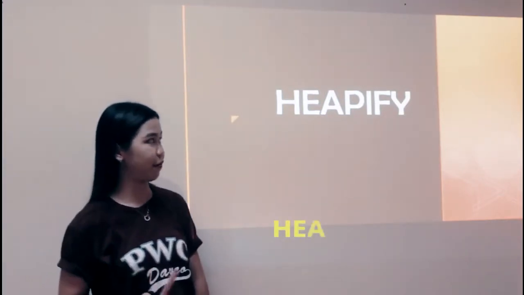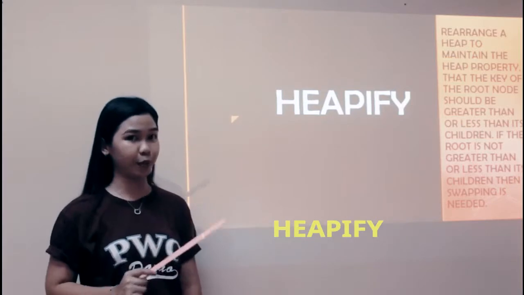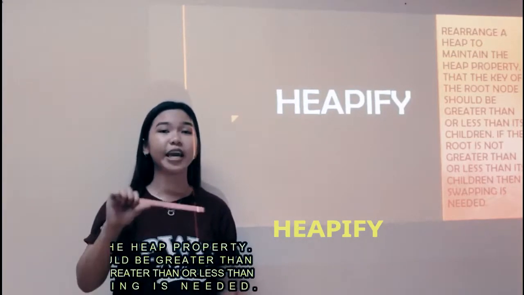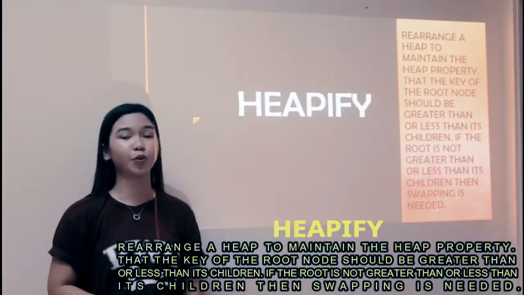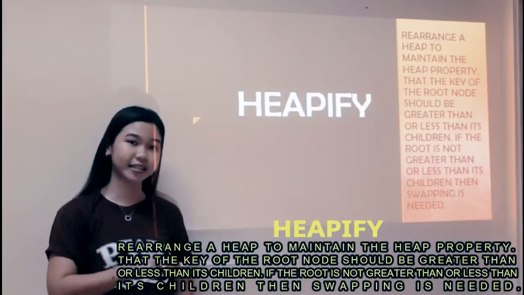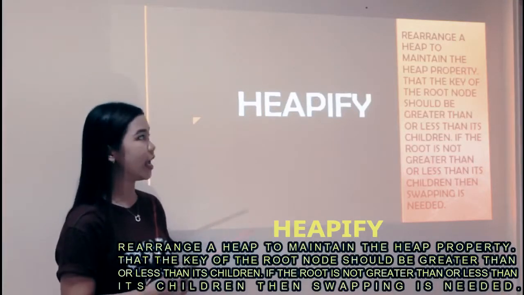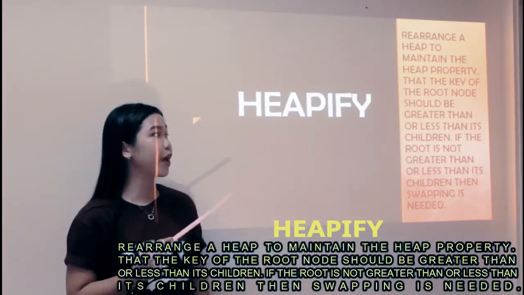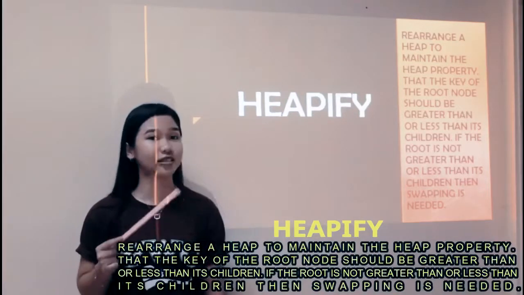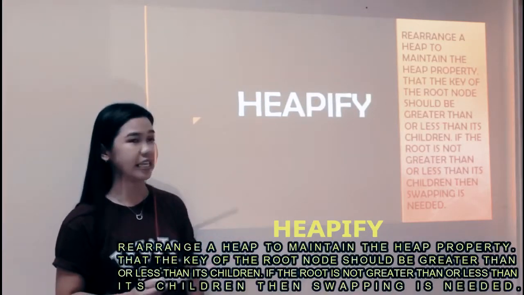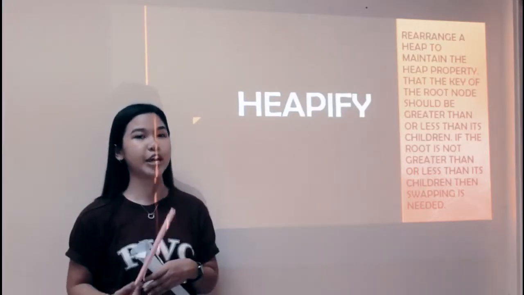Next, after knowing what heap sort is, we should also consider heapify. What is heapify? Heapify is to rearrange a heap to maintain the heap property. Again, we all know that the heap property means it should be a complete binary tree and either a max heap or min heap, depending on what you want in your heap sort. So heapify will maintain your heap property, that the key of the root node should be greater than or less than its children. If the root is not greater than or less than its children, then swapping is needed. So heapify will swap the nodes if they do not follow the property of the heap.